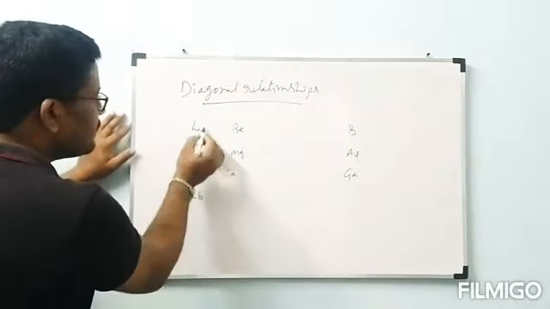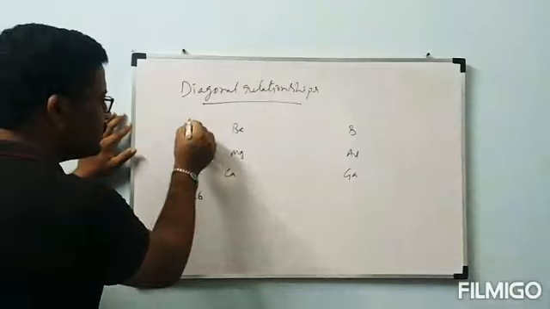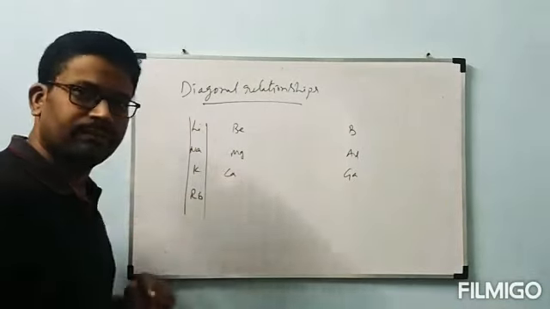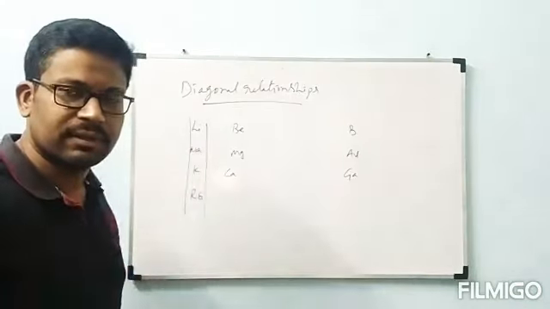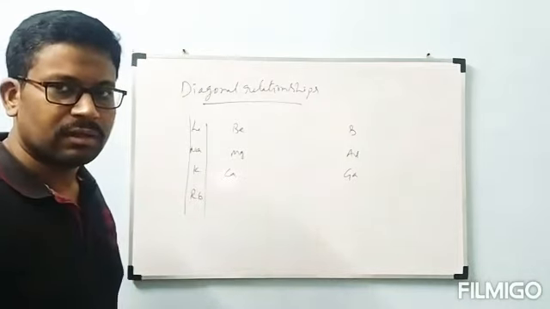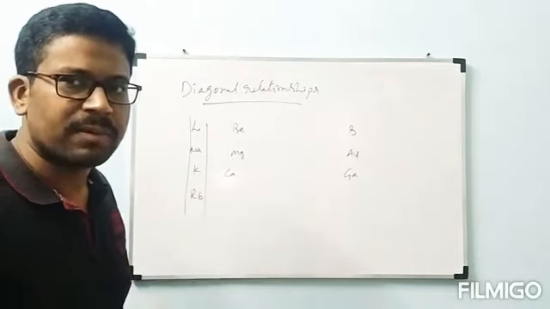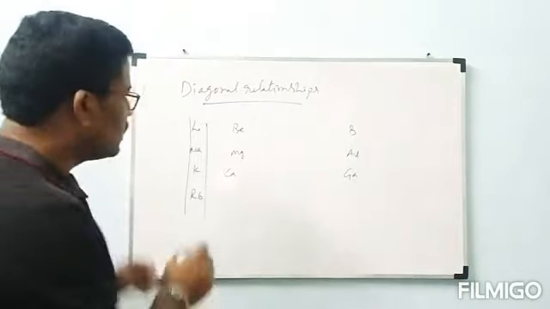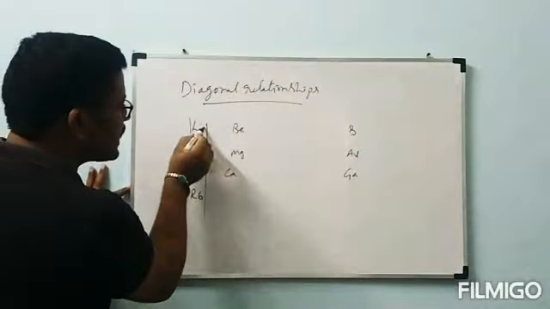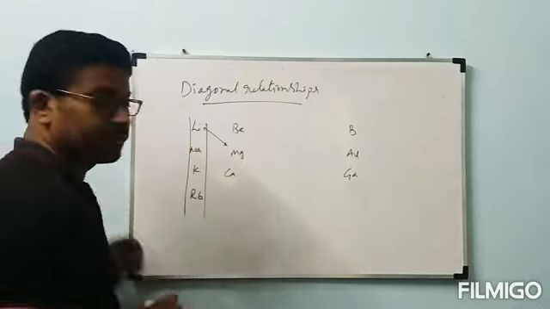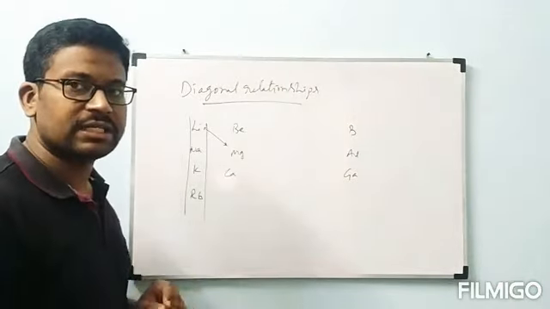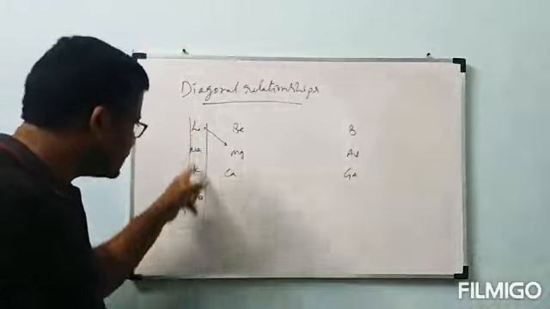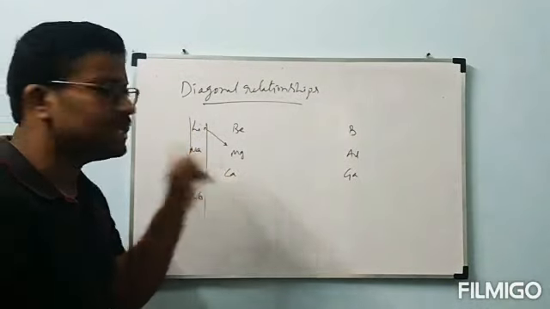Lithium is actually showing the characteristics of its own group. That is called vertical relationship. Actually, maximum of all the properties are related to the group only. But sometimes it shows the characteristics of magnesium. This is called diagonal relationship. This is called vertical relationship. This is called diagonal relationship.